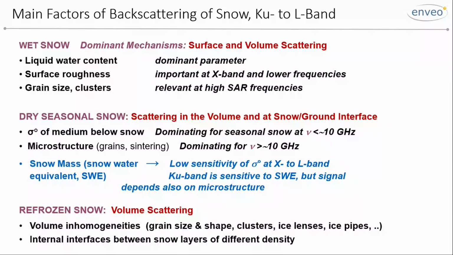A kind of memory, so you can take your smartphones, but you get this anyhow. For wet snow, just to summarize: surface and in some frequencies also volume scattering is important. The liquid water content in general is the dominant parameter. Surface roughness is really important for most of the frequencies, in X band and lower, so C band and L band. So this we have to take into account. For higher frequencies like Ku band, but also Ka band, the grain size and clusters also play a role. Dry snow, we discussed yesterday.